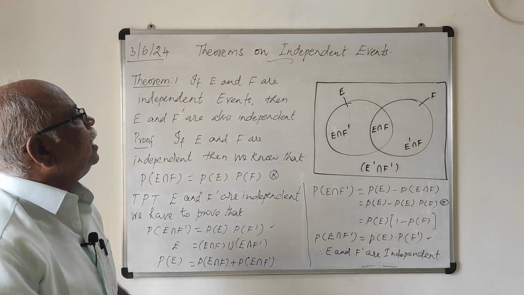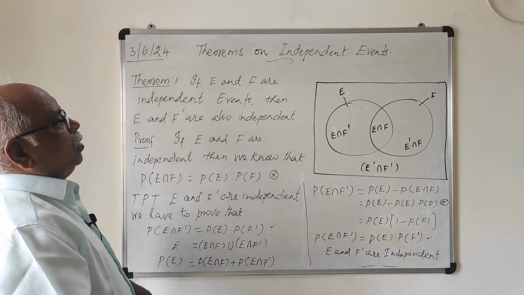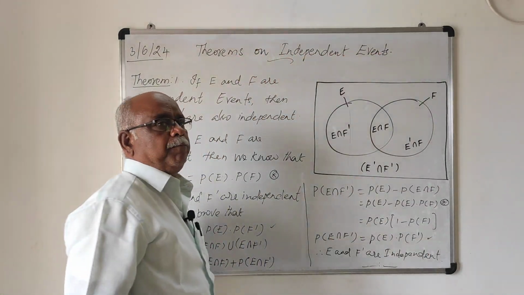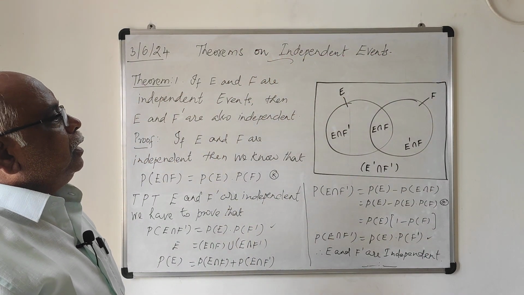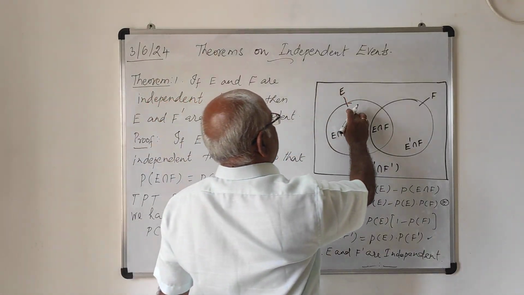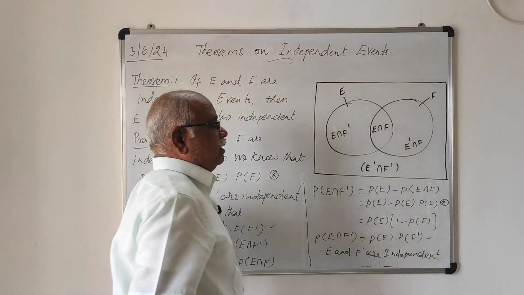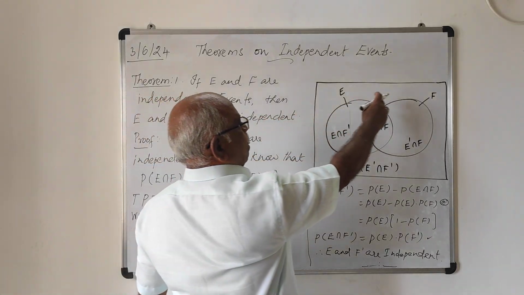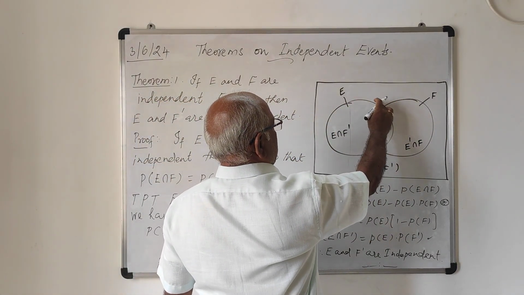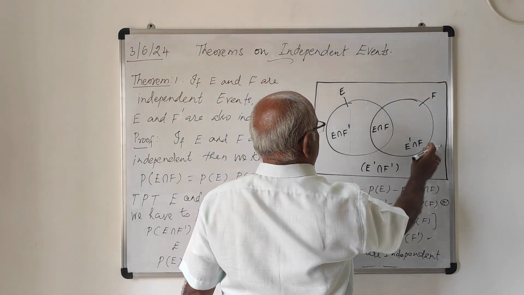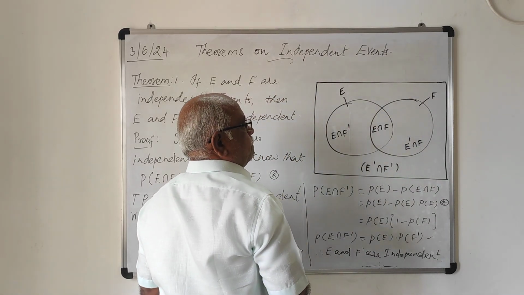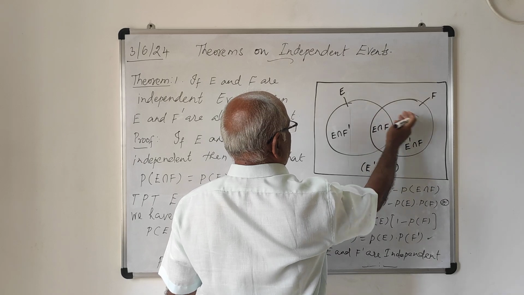My dear students, in this video, I am going to derive some theorems on independent events. There are two events, E and F, given. In this Venn diagram, you can see this is event E and this is event F. This part is E intersection F, common to both E and F.